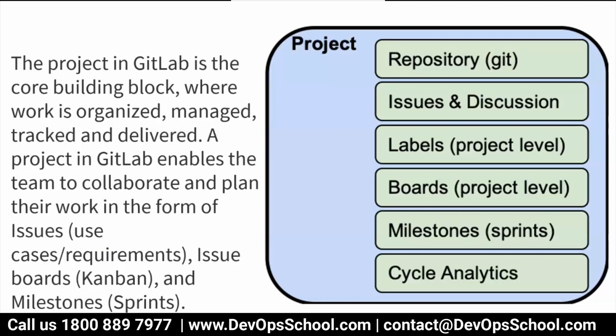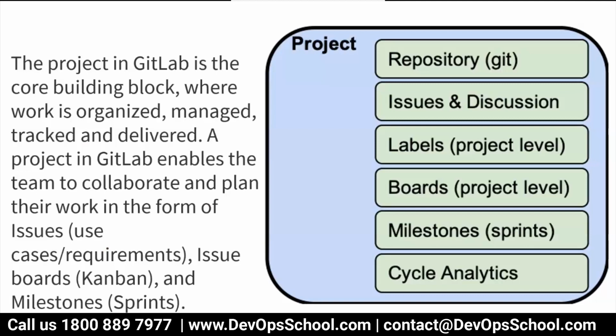So the project in GitLab is the core building block where work is organized, managed, tracked, and delivered. A project in GitLab enables the team to collaborate and plan their work in the form of issues, board, and milestone. So remember, if an Agile team comes and says I need a Kanban board or Scrum board, how do you get it? You have a board at the project level. Each project will have one board which you can use as a Kanban board or Scrum board.